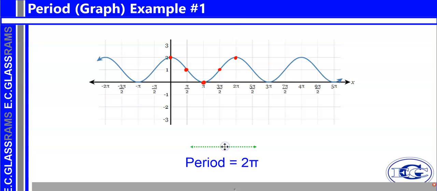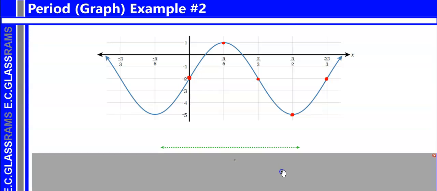So my period is 2 pi. So if I took my line just right here just to reaffirm it, and there you go. So that's 1 complete cycle through 2 pi. And then if I had moved it over here, it would be the same thing. Here's my second example.